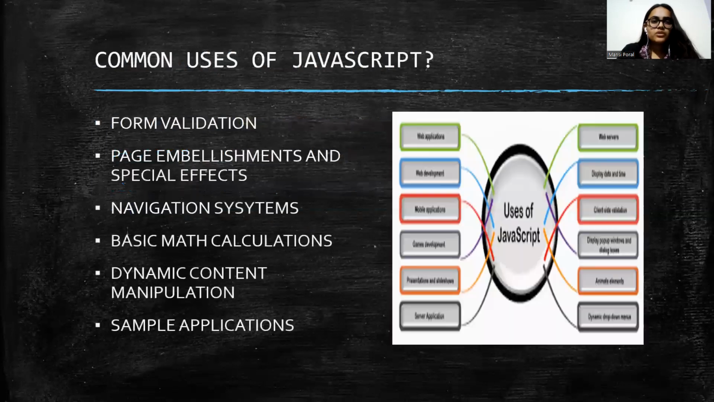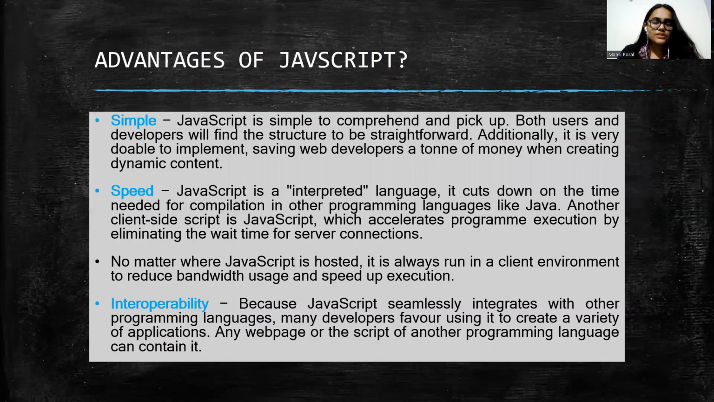So some of the common uses of JavaScript: it is used in form validation, page embellishments, and special effects, navigation systems, basic math calculation, dynamic content manipulation, and sample applications. Some of the advantages of using JavaScript: it is simple. JavaScript is simple to comprehend and pick up. Both users as well as developers will find the structure to be straightforward. Additionally, it is very easy to implement, saving web developers a ton of money by creating dynamic content.